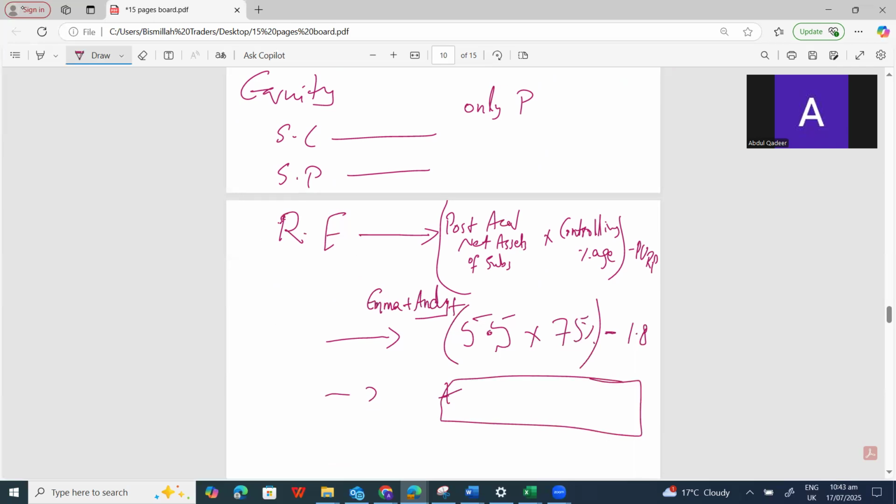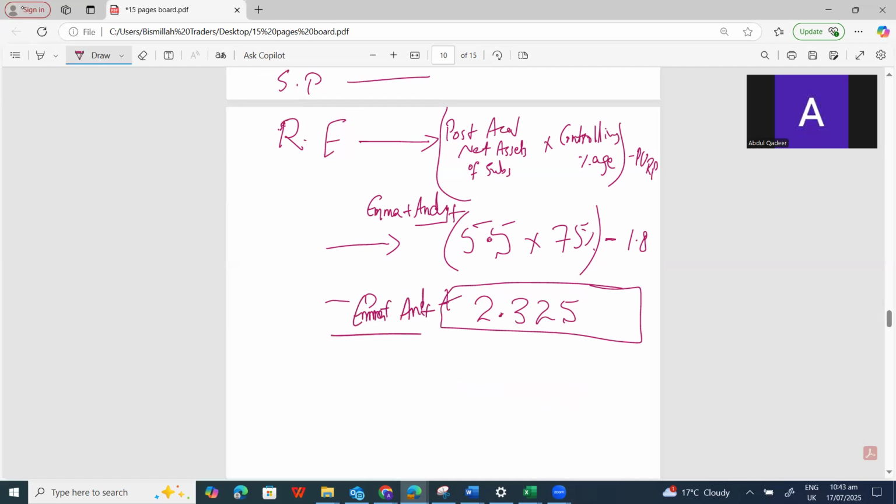If you want, I can do it for you, but it is going to take time. The calculation formula is in front of you. 5.5 multiplied by 75% is 4.125, minus 1.8, is 2.325. This is the retained earnings of the group, plus ND and plus Emma. Previously you have calculated the total group retained earnings.